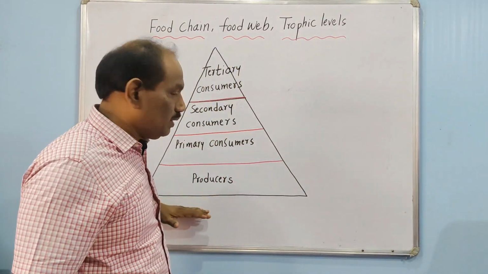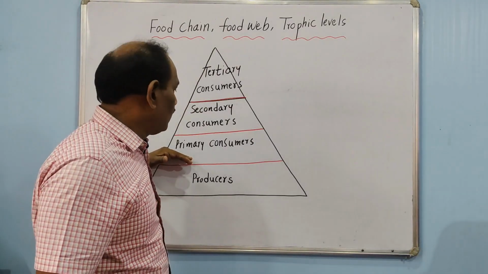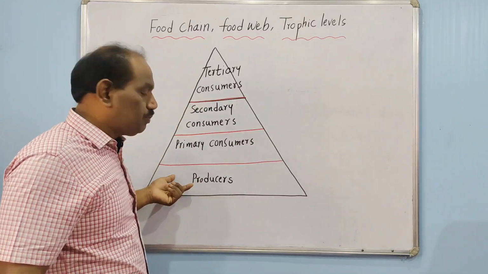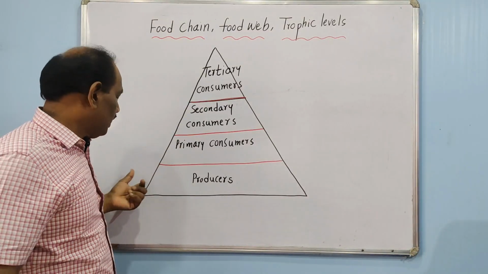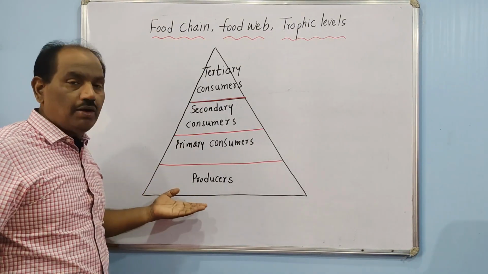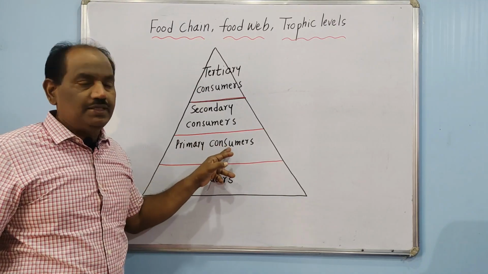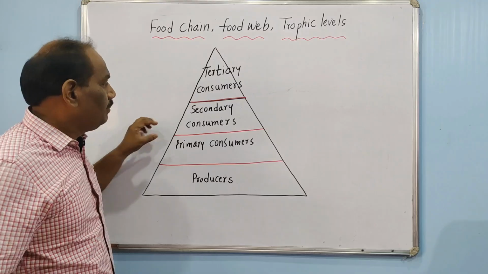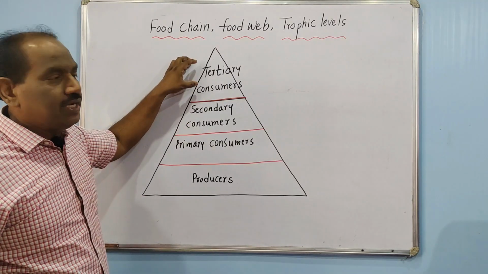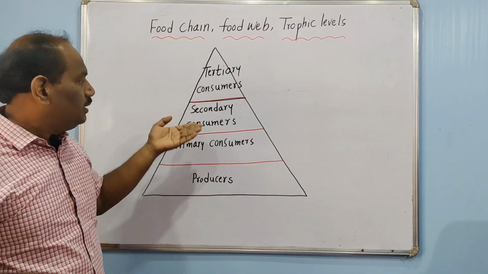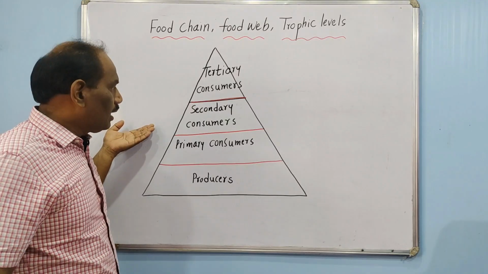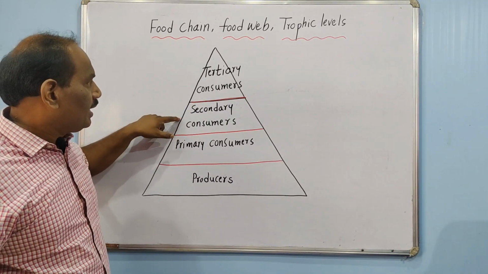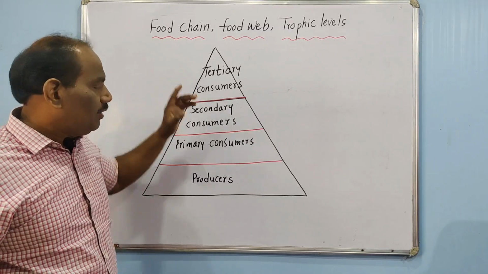See this. ఉత్పత్తిదారులు, ప్రథమ వినియోగదారులు, ద్వితీయ వినియోగదారులు, తృతీయ వినియోగదారులు. ఉత్పత్తిదారులు అంటే producers are nothing but plants, also called autotrophs. Primary consumers, these are herbivores, plant-eating animals. Secondary consumers, tertiary consumers: these are the small carnivores, larger carnivores. That is the difference between the secondary consumers and tertiary consumers.